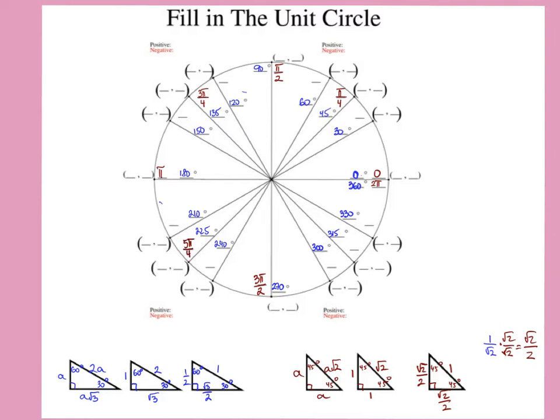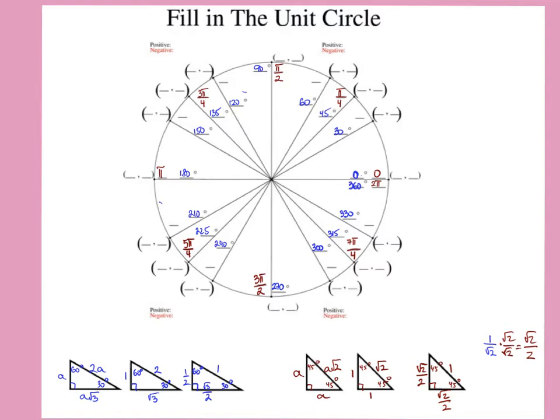So let's move to the next one here, which is going to be 5 pi over 4. Then we move to 270, 6 pi over 4, which is 3 pi over 2. And then 315 is 7 pi over 4. And last we'll get to 360 degrees, or 2 pi, which is 8 pi over 4. 8 divided by 4 is 2, so that's how we get 2 pi.